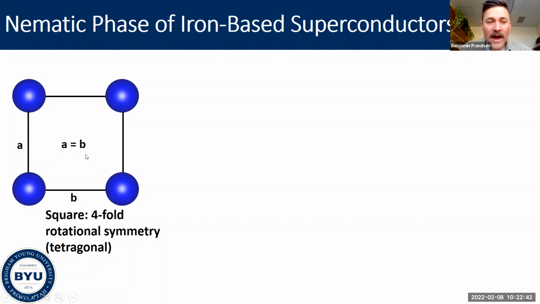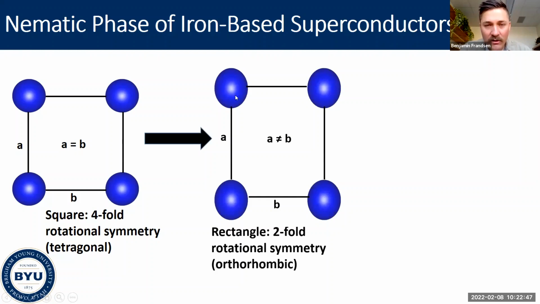All right. Well, in the nematic phase, this fourfold rotational symmetry is lowered and our square gets stretched out into a rectangle. So now we just have twofold rotational symmetry. So we have broken that rotational symmetry, but we have not broken translational symmetry. We haven't changed the size of the unit cell. So translational symmetry is preserved, but this rotational symmetry from fourfold lowered down to twofold, that has been broken. Crystallographically, we would call this an orthorhombic structure rather than a tetragonal structure.